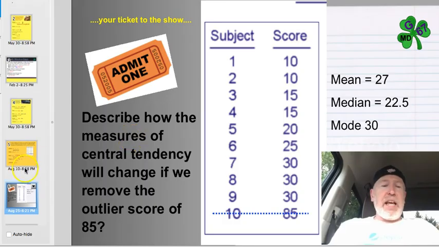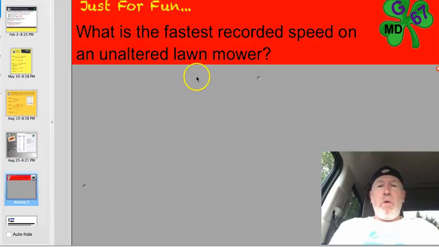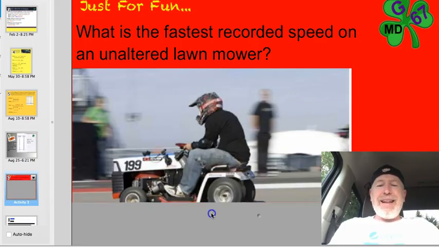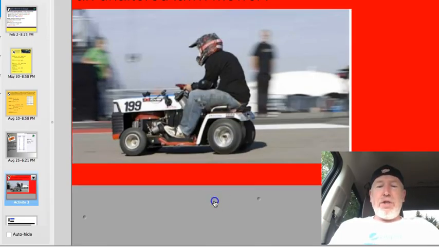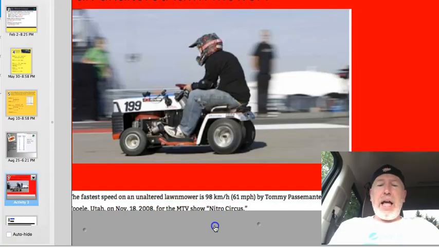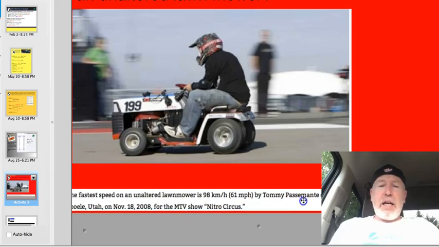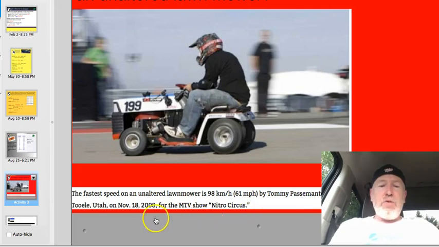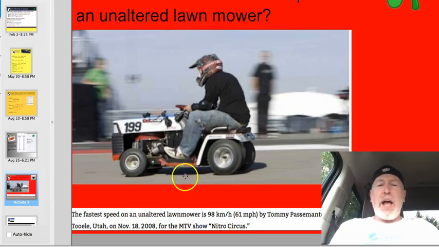All right, let's get the answer to that trivia question. What was the fastest recorded speed on an unaltered lawnmower? 98 or 92? 98 kilometers per hour, 61 miles per hour, by Tommy Pasamante, it looks like. It was on November 18th, 2008 in Utah. Can you imagine driving down the highway and all of a sudden a guy in a lawnmower passes you? That's 61 miles per hour. Most highways are at 55 miles per hour. It would be kind of crazy.